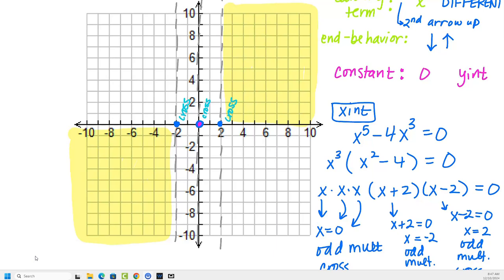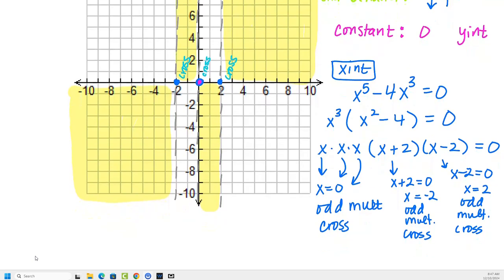Okay, and then we know that at this first x-intercept here, it's going to cross. So as it's coming from below, it's going to cross and go above. So I'll shade the above region right here. Okay, and we know that as it comes to the next one, it's going to cross, so it'll be below. Are we good with that?